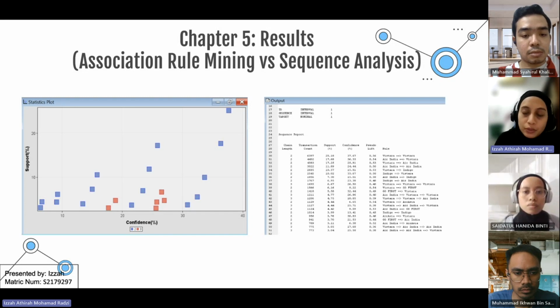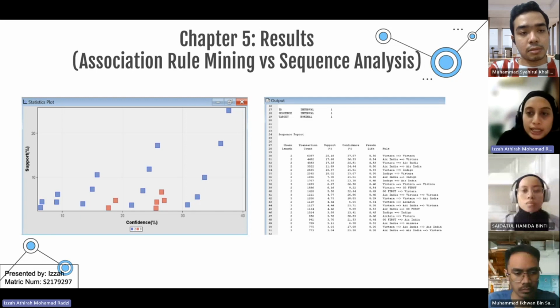This is an example that we can see from sequence analysis, in which the Vistara customer choosing Vistara now might choose Vistara later, or they might choose Air India later. You can see on the third row. And on the other hand, if this customer is currently using Air India, they might choose Vistara later. It actually depends on whether the airline is offering the same service. So the customer would just maybe be loyal or just choose another airline that offers the same service.